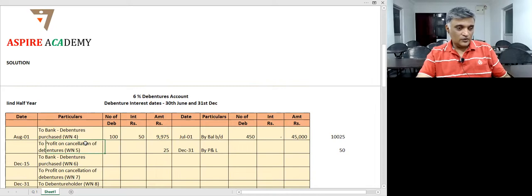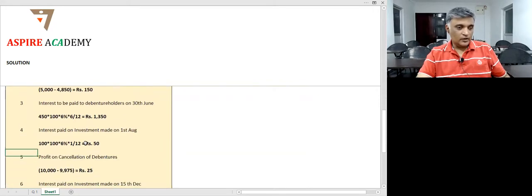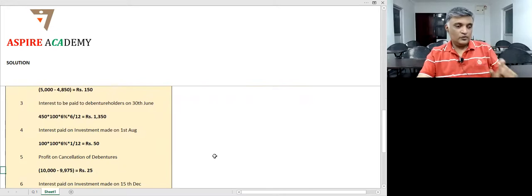Okay, now let's look at these two working notes just to confirm that our understanding is right. Working note number 4 and working note number 5. Working note number 4 will be for the 50 rupees interest on debentures, and working note number 5 will be for the profit on cancelled debentures. Look at this. Working note number 4 is that 50 rupees interest. How did we calculate that 1 month interest? And working note number 5 is the profit on cancellation of debentures. So we are actually paying only 9,975 to cancel a 10,000 rupee debenture. So in the process, we gain rupees 25. So I hope it is clear.